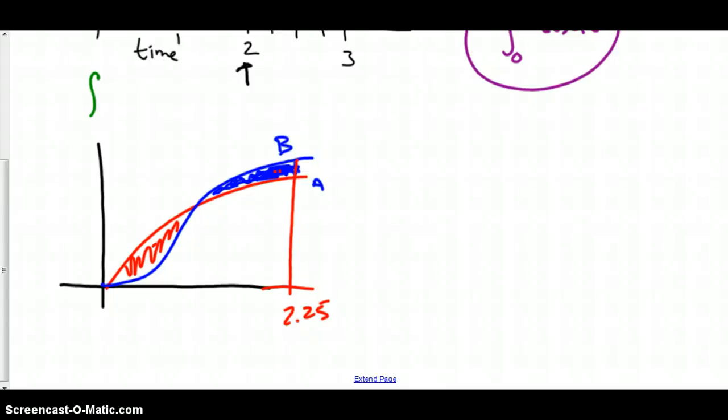Tonight's homework is still on area between curves, very similar problems, more applications, and I will see you on Tuesday with homework to discuss area. Thank you.